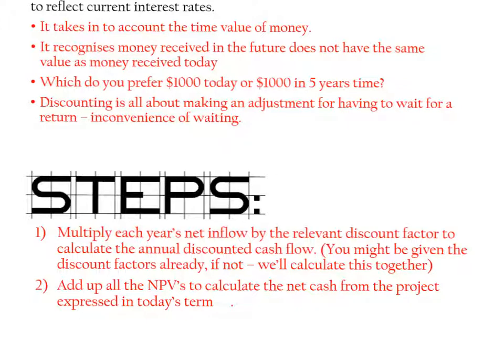What you need for this is to work out the net cash flow for each year. As I put here, multiply each year's net inflow by the relevant discount factor to calculate the annual discounted cash flow. You might be given the discount factor already. If not, we'll calculate this together. Once you've worked out the net cash flow, the discount factor, and the net present value, then you can start to calculate the cumulative net present value, which we'll do within this video. We'll go through an example and then we'll look at a past AQA question as well.